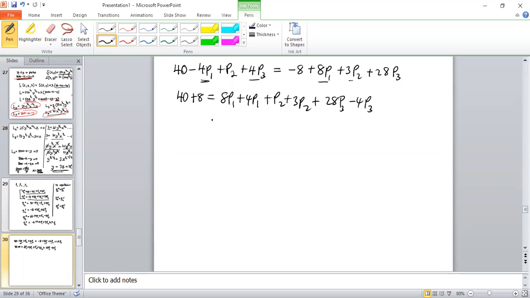Then this will give us, let's write first this, 8 plus 4. After 8P1, it's just plus 3P2, just the way it was at first. I'm the one who made the mistake when writing.